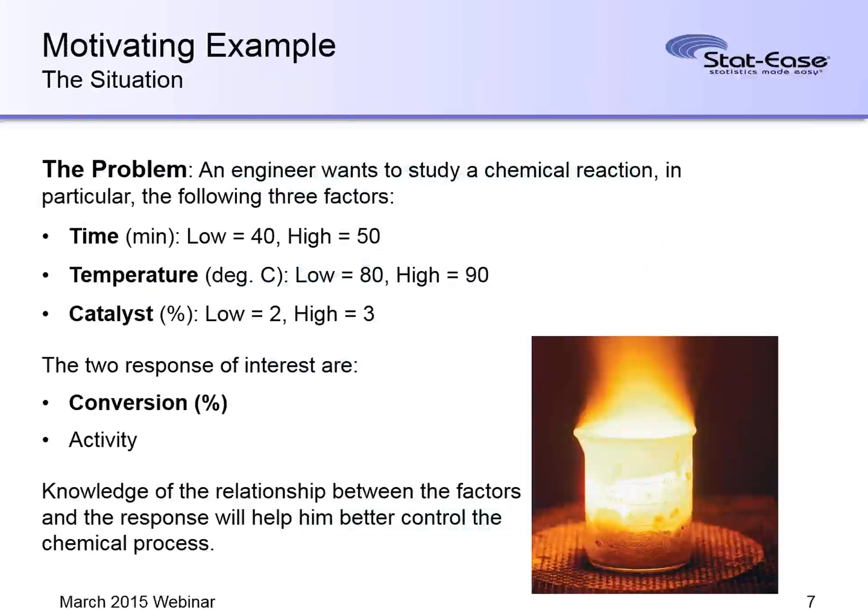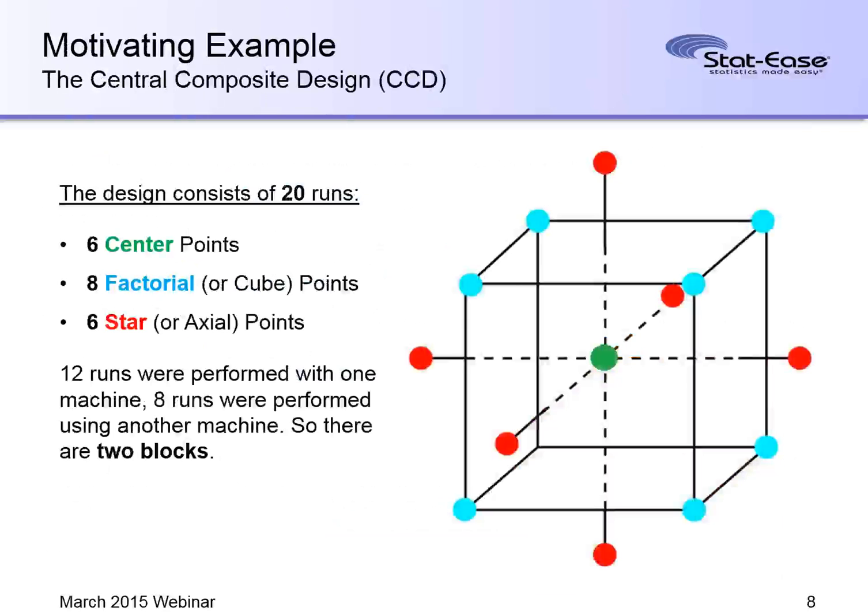And if the engineer understands the underlying process, in other words, how time, temperature, and catalyst interact and affect the conversion, that'll give them a better idea of how to control the chemical process, which can potentially lead to reduced waste and increased profits. So these are definitely desirable properties, and model confirmation will play a big role in achieving these goals. The design will be run. The engineer uses a central composite design, which consists of 6 center points, which are here in green.